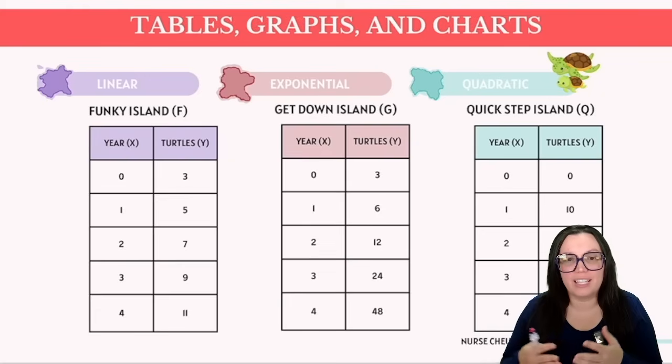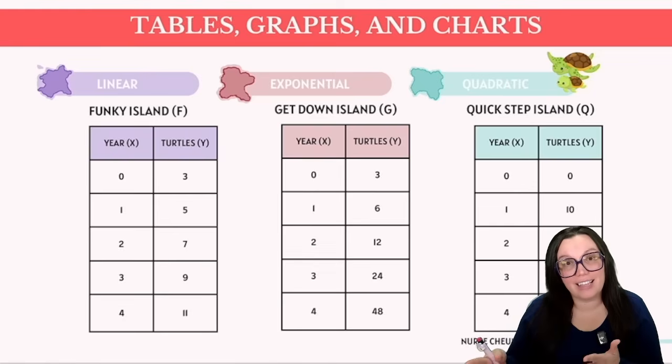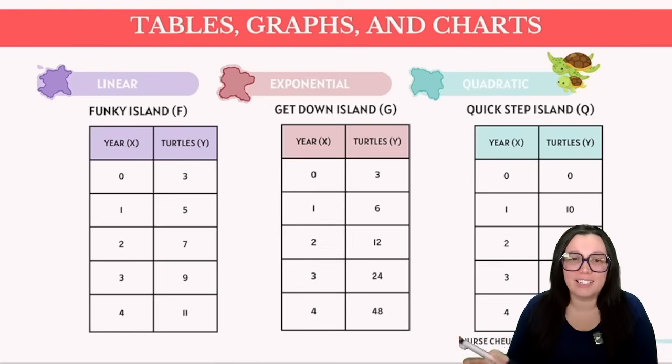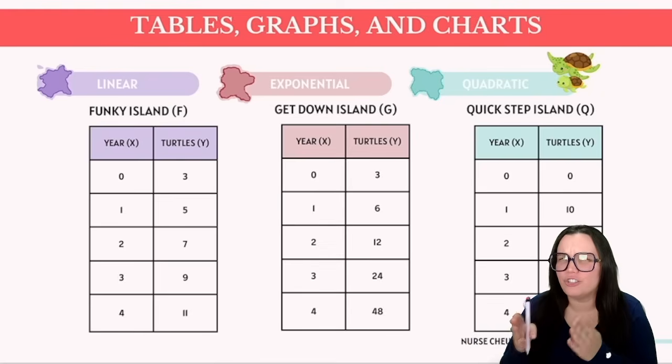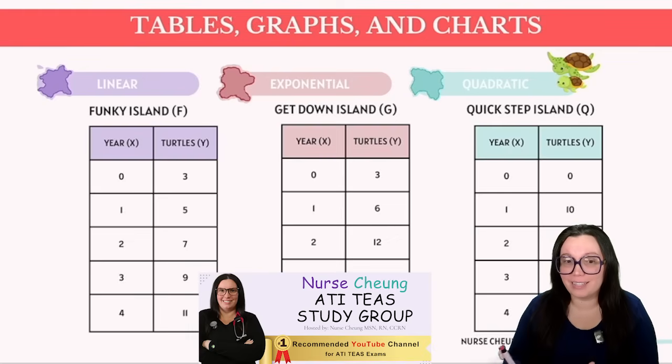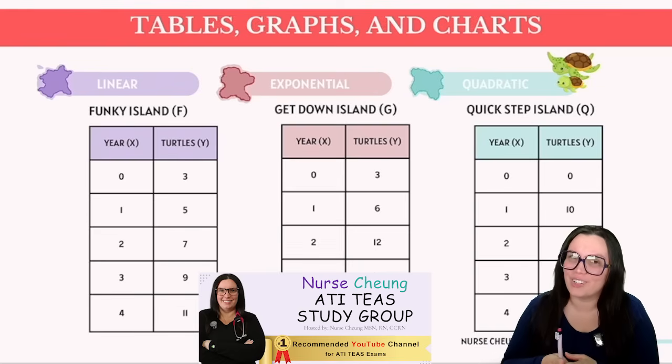The following years, F's population, which is our Funky Island, has grown to 7, and our G Island, Get Down Island, has impressively doubled to 12. Year after year, we meticulously record our findings, aiming to discern any emerging patterns. We ponder whether the turtle populations expand at a steady pace, a concept known in mathematics as constant difference. Let's take a closer look at each one of these different kinds of islands and graph trends.